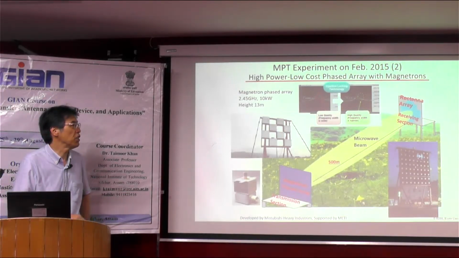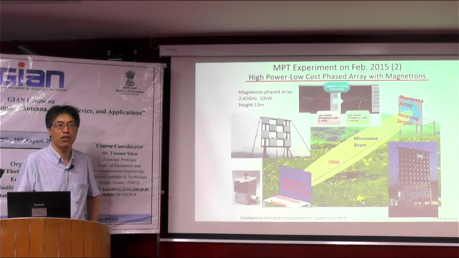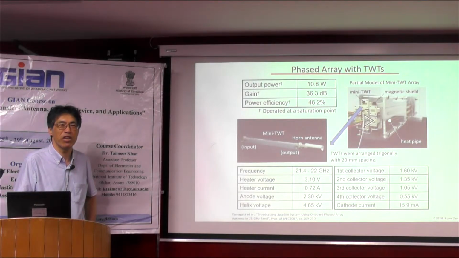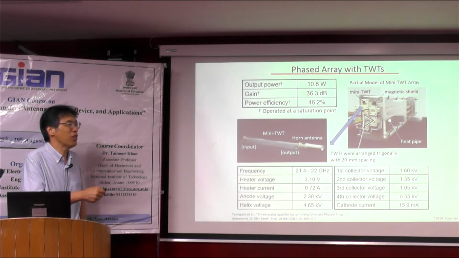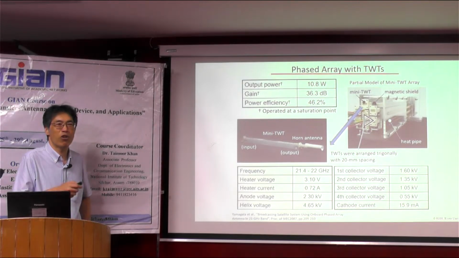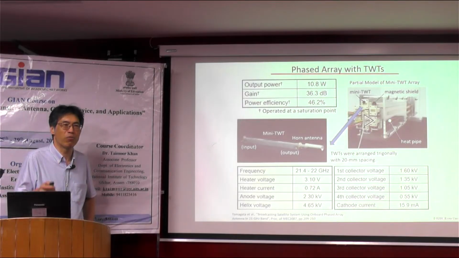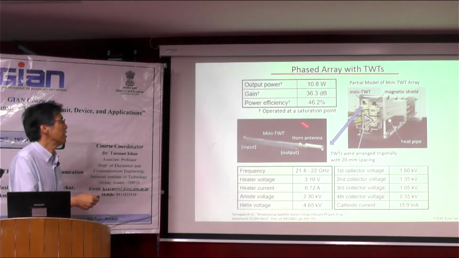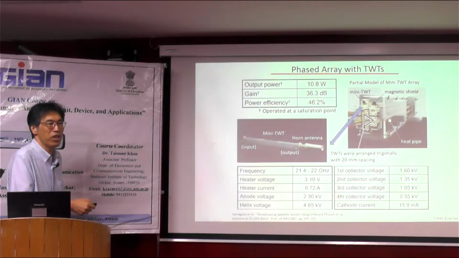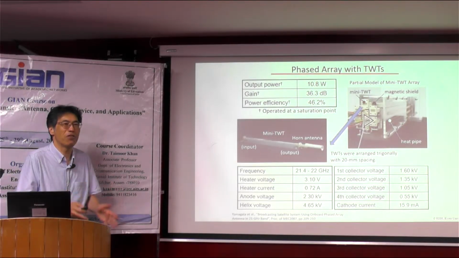So these are based on the Kyoto University and the William Brown technology. And I found another interesting phased array with another microwave tube, TWT. As I mentioned, usually a TWT, traveling wave tube, is installed in the satellite for broadcasting. But a Japanese group developed a mini TWT to develop the phased array.